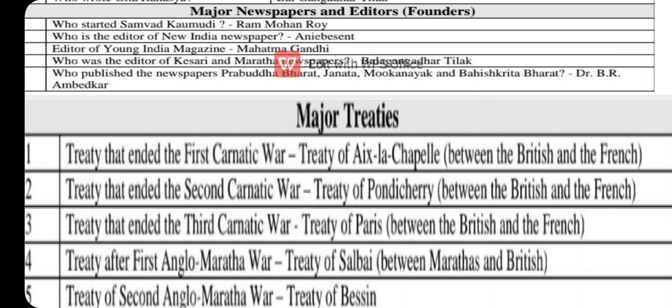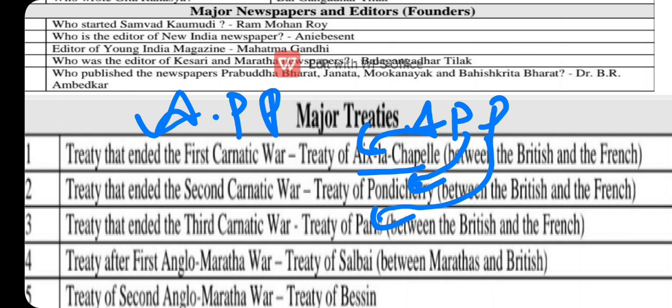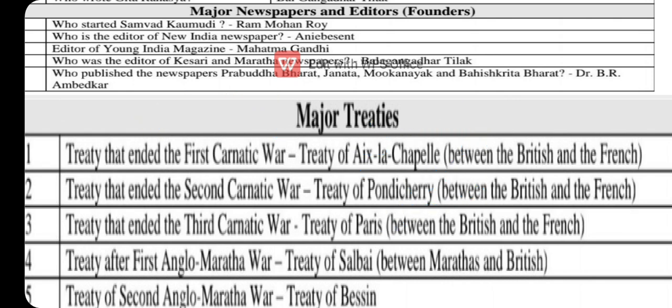First, the major treaties that ended the first, second and third Carnatic Wars. It is very important to remember A, P, P. You can use this code: A means Aix-la-Chapelle, P means Pondicherry, P means Paris. You can easily remember A, P, P, APP, as the code for the Carnatic Wars treaties. You can utilize this code to remember.